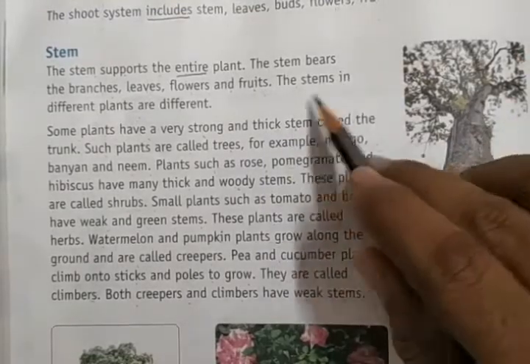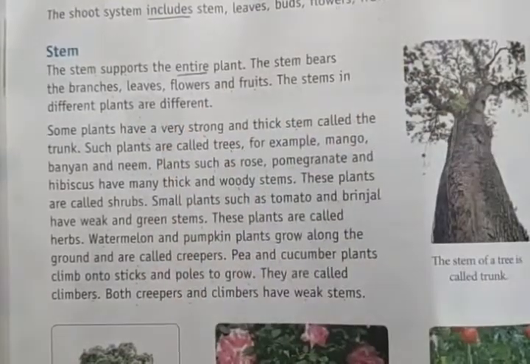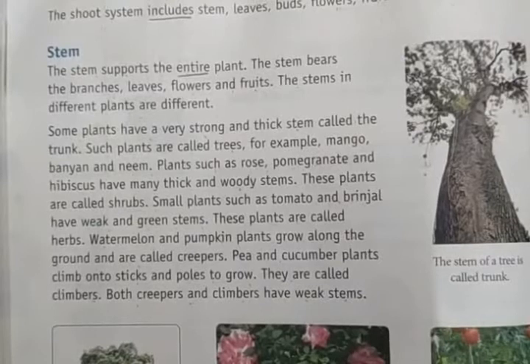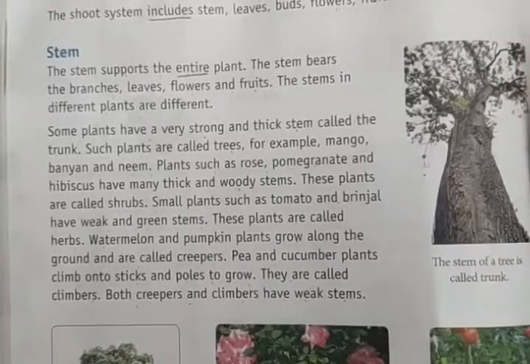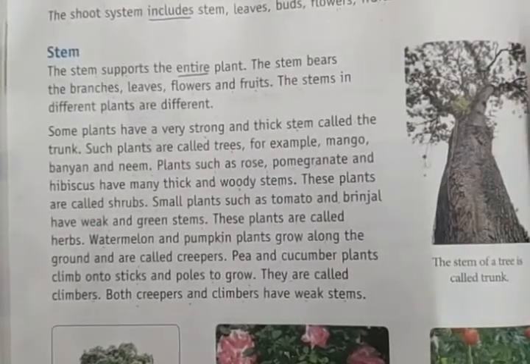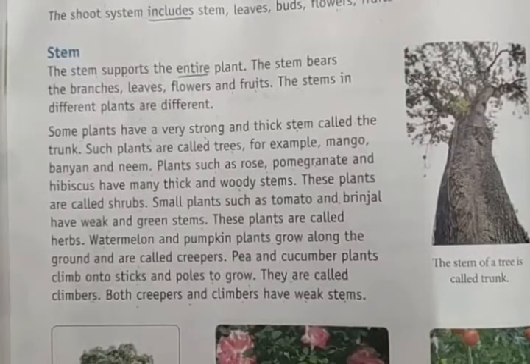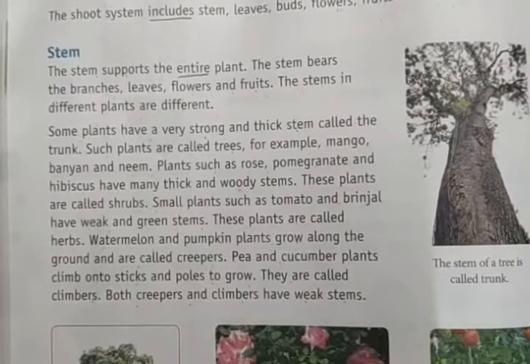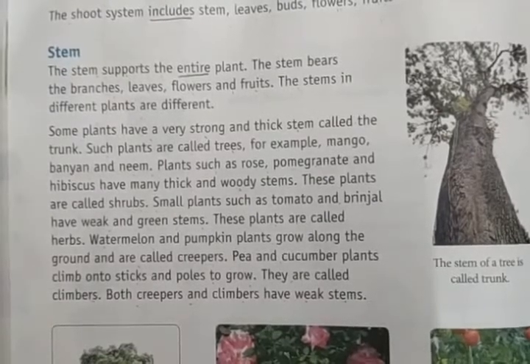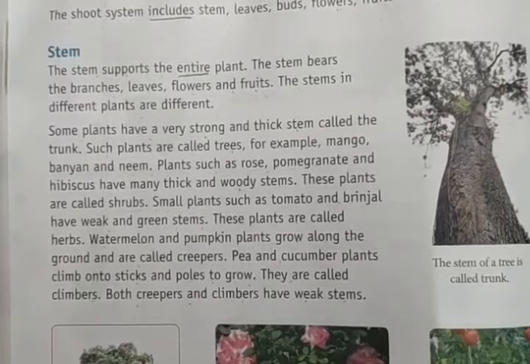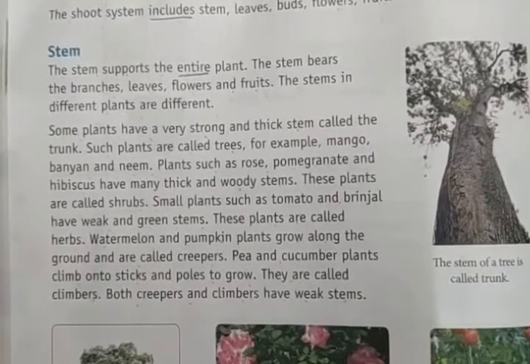Okay, the stems in the different plants are different. Not all the plants have the same stems. You see the tulsi plant, the coconut plant, the neem plant, the mango plant, their stem is different. Coconut plant, its stem is different. Right? If you see the marigold flower plant, the lily flower plant, the mogra plant.